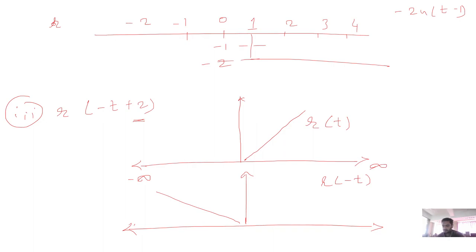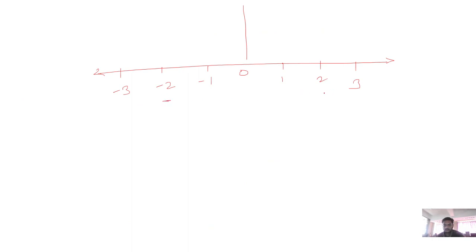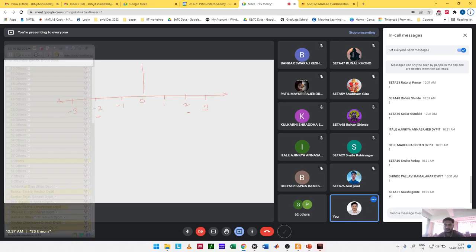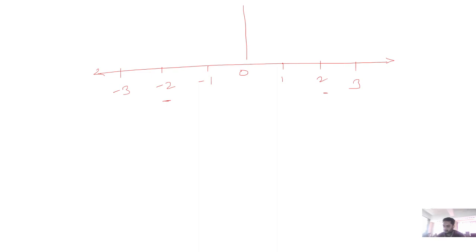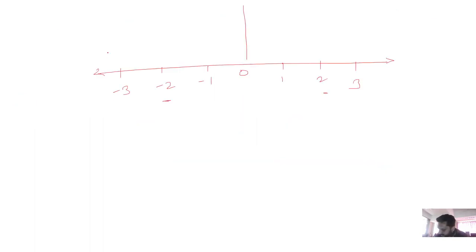Now what to do with the plus 2? Is it time advanced or time delayed? Advanced. So where will it go? This question is for everyone. Please let me know in the chat whether it will come to minus 2 or plus 2. Just put either minus 2 or plus 2 in the chat box. Minus 2. It comes from the question I asked, whether plus 2 is time advanced or time delayed. Whenever it is time advanced, we draw it to the left, and therefore this is R of minus t plus 2. I hope this is clear to you.